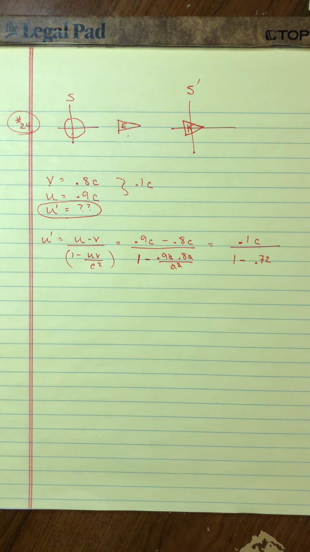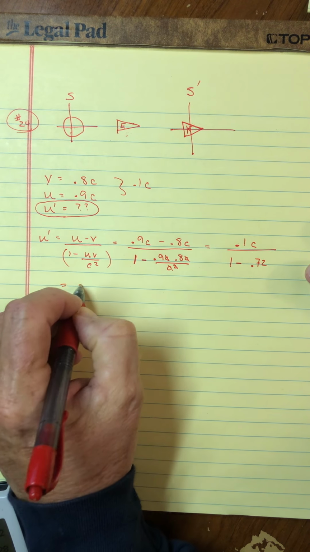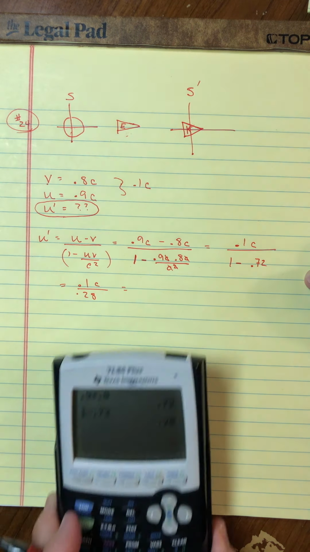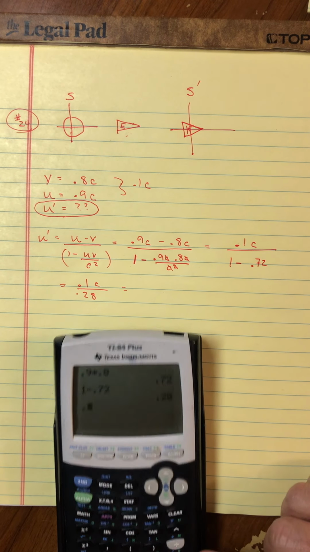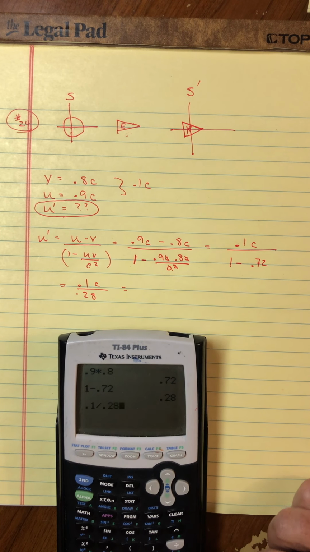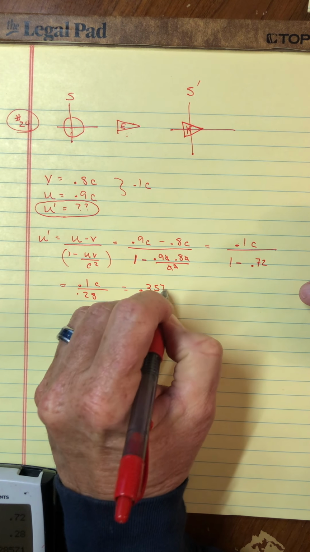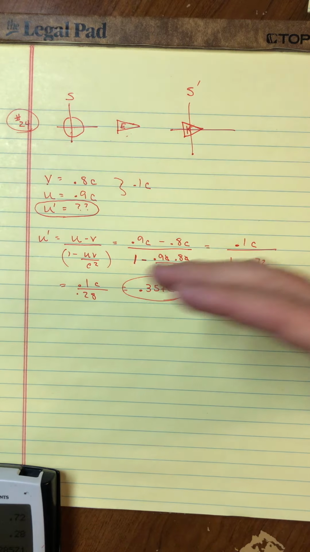And so grabbing a calculator and doing the 1 minus the 0.72, I get 0.28, and so this is 0.1c over 0.28. And so finishing that, 0.1 divided by 0.28 gives me 0.357c. So not a whole lot of math.